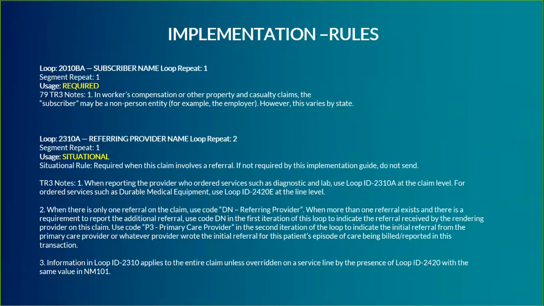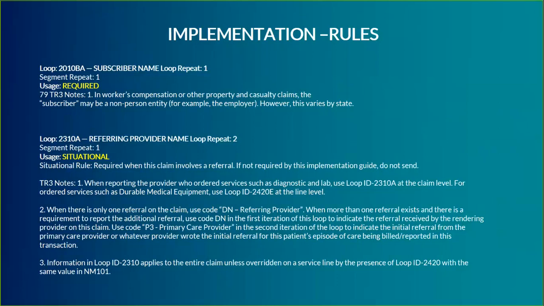And sometimes that's where you find it. So as you do your research and you run into problems, that's how you want to look at these things. And make sure you read all of the notes because they're always very important. You'll notice in note 3, it says the information in this loop applies to the entire claim unless, and that's a good word, unless it's overwritten by other information in 2420 within the same value.